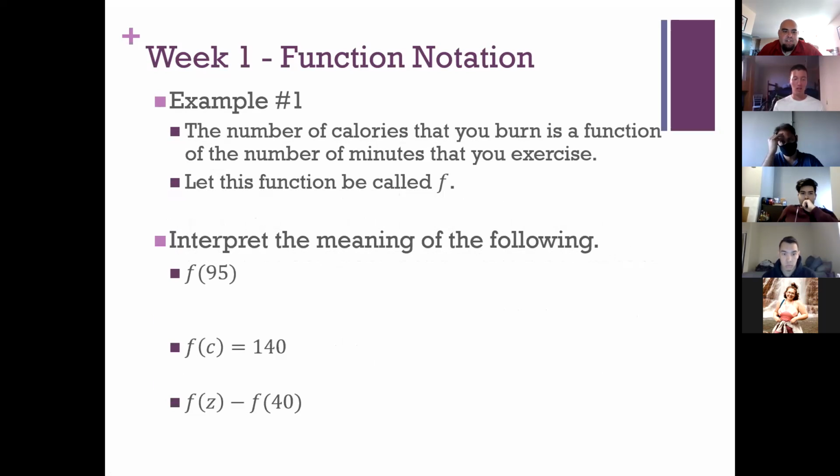So I'm going to give you all a couple minutes here. I have f of 95, f of c equals 140, and f of z minus f of 40. I'll give you a couple minutes, and when I come back, I'm going to get some volunteers to tell me what each of those 3 pieces of function notation means. I'll see you in a couple of minutes.